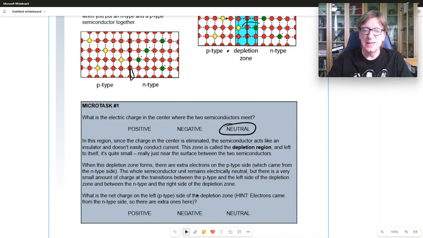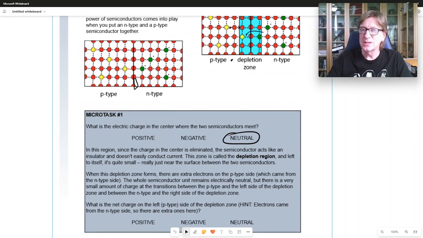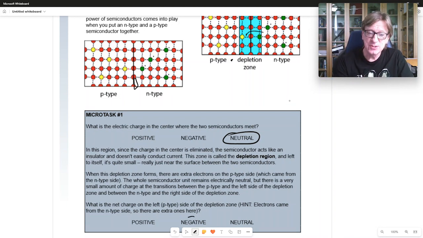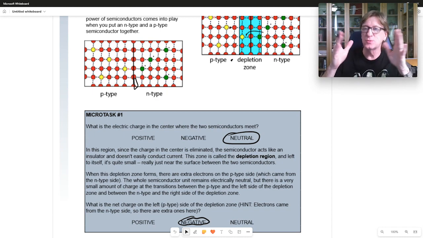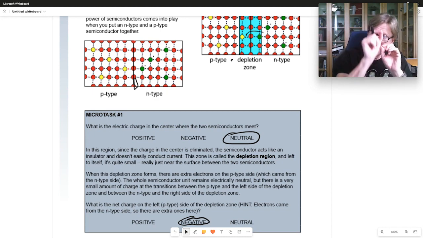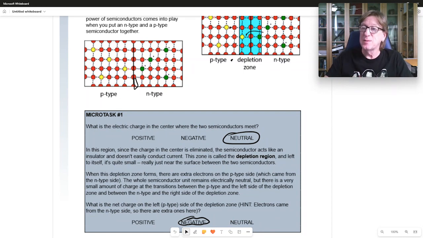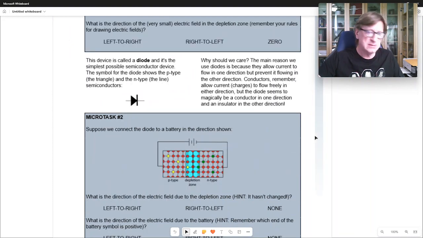It says, what is the net charge on the left side of the depletion zone? I've got some extra electrons, and we're talking about just this side, not the device as a whole. Well, it's going to be negative because I've got a few extra electrons. And again, I want to stress the device as a whole is electrically neutral. But right there in that little region where I have just a few extra electrons that have come across, I'm going to have a net negative charge. All right, so take a look at the next part of that microtask. It's on the next page here.